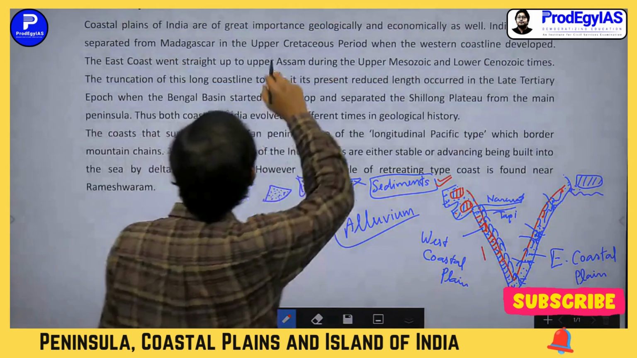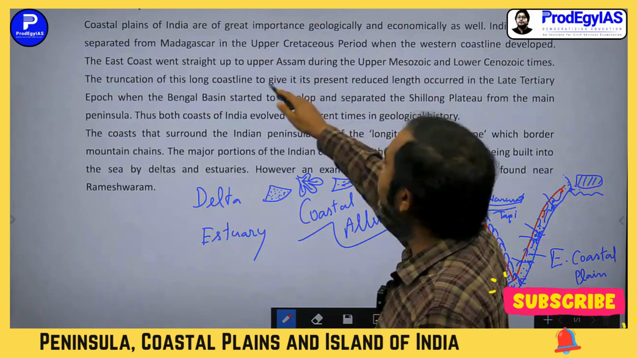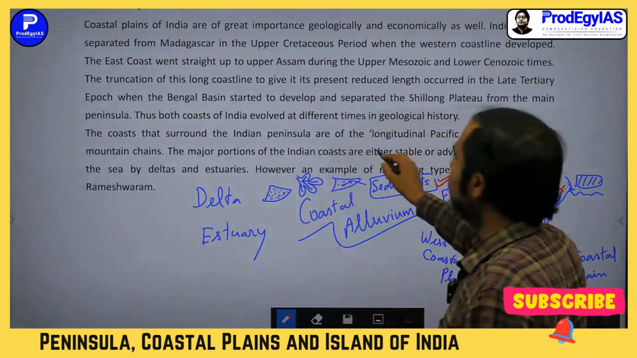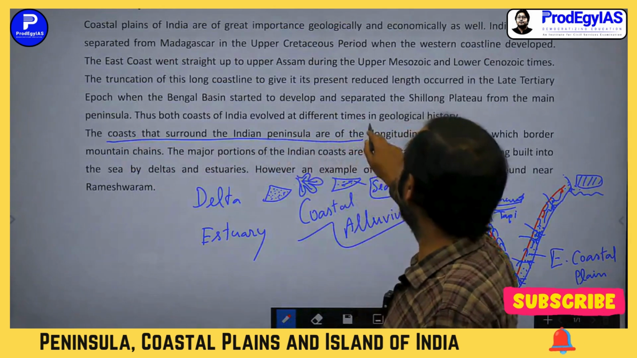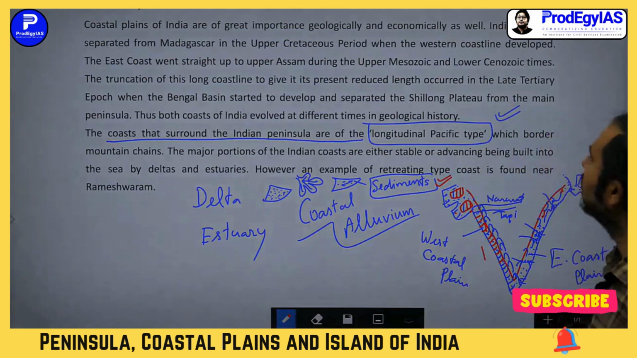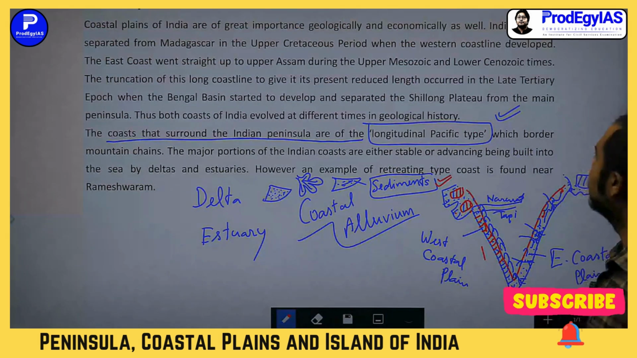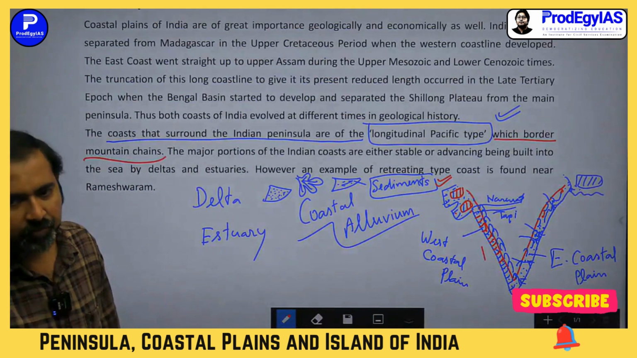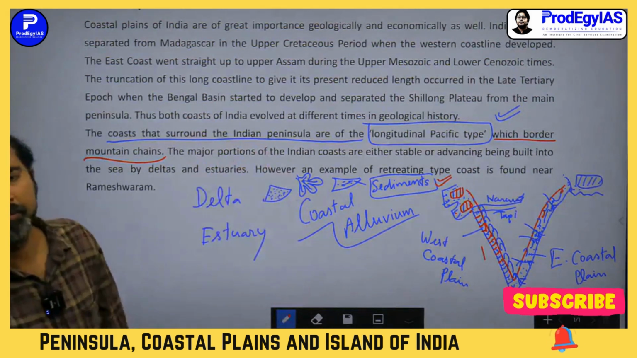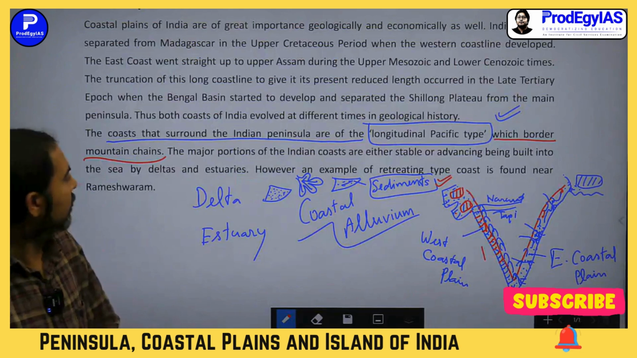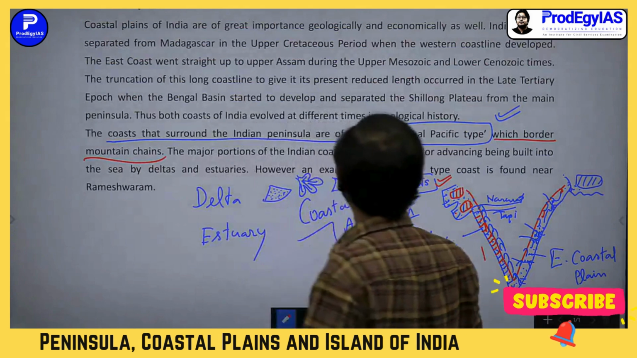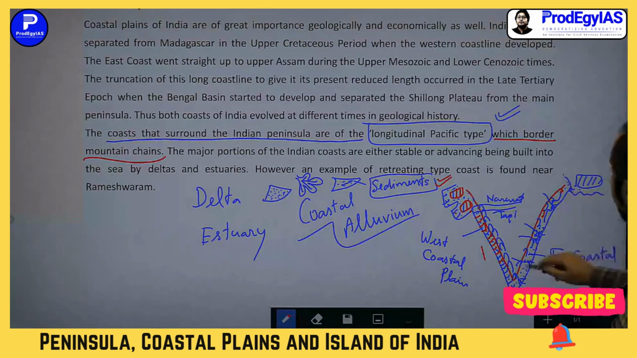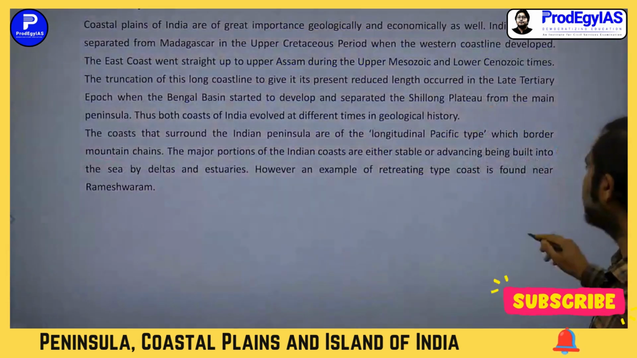So coastal plains are of great importance geologically and economically. East coast went straight up to Upper Assam during the Upper Mesozoic and Lower Cenozoic time. They are not so important facts. Just this one: the coasts that surround the Indian Peninsula are of longitudinal Pacific type. This is an important concept. Such coastal lands which are bordered by mountain chains are known as longitudinal Pacific type, and they are arranged longitudinally. So Indian coastal land is an example of longitudinal Pacific type, bordered by mountain chains and extended in a north-south manner.